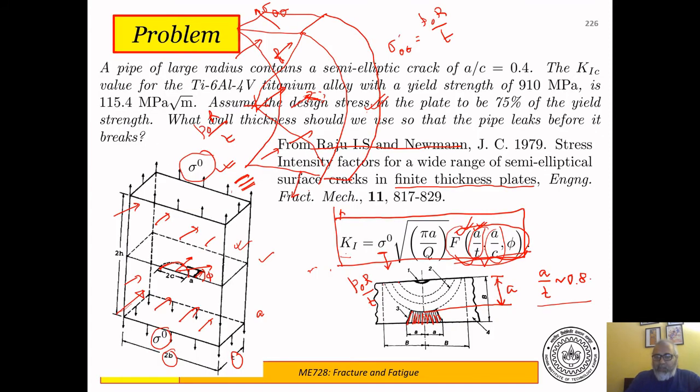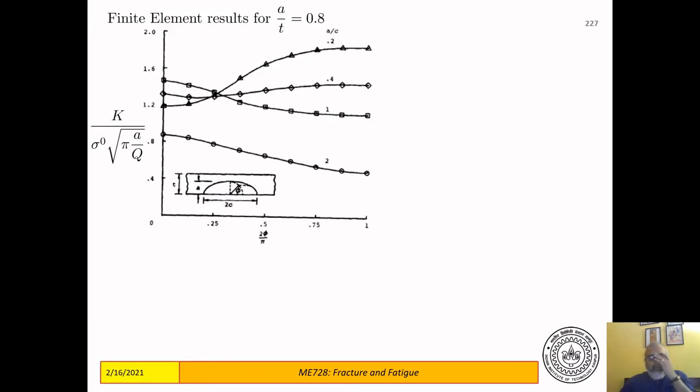Let us look at this function f for A by T equal to 0.8, and we also start with some ellipticity ratio. A by C equal to 0.4 is the initial estimate of the ellipticity of the crack that exists without detection. Now let us look at this specific example and see how the stress intensity factor varies as we increase phi from 0 to 90 degrees.